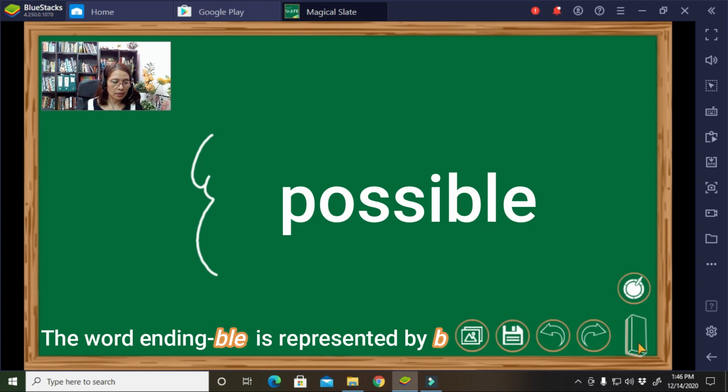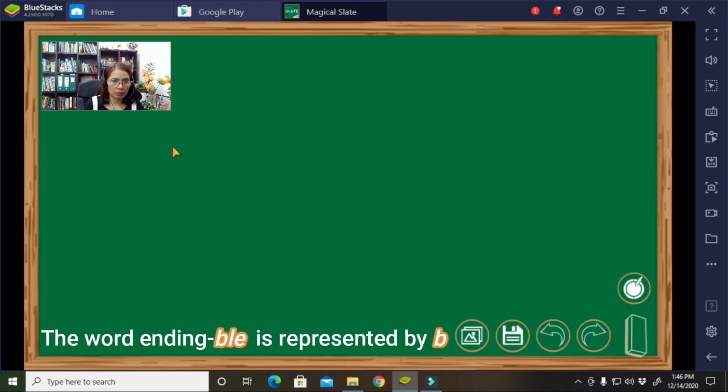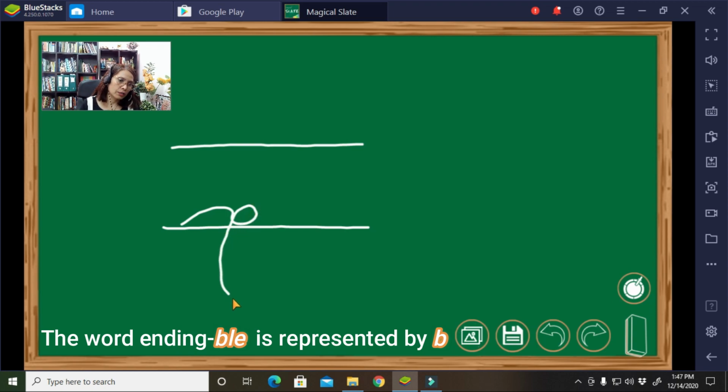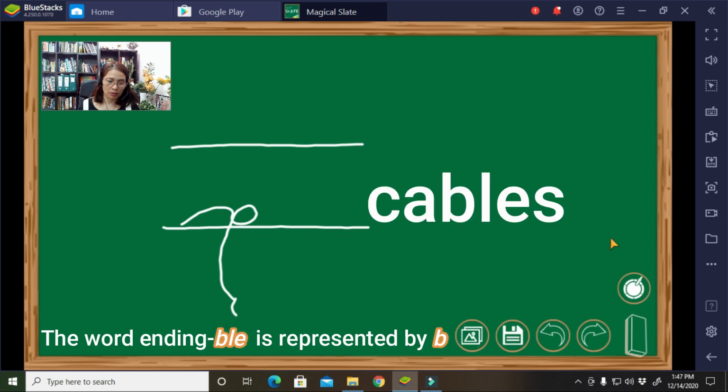Okay, next example. What about this one? We do have the sounds, then a big circle, then a downward symbol for the word ending, and a left S. Can you read that? Very good. It's cables. Alright.